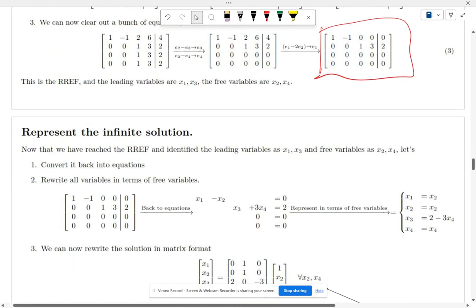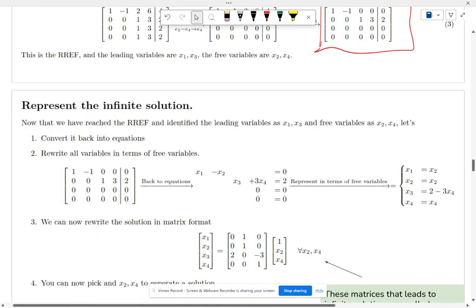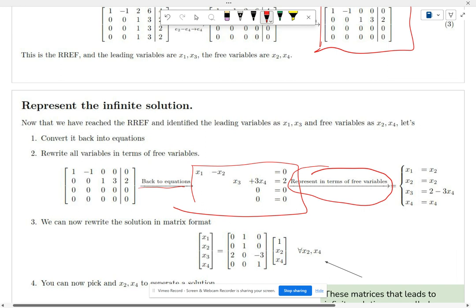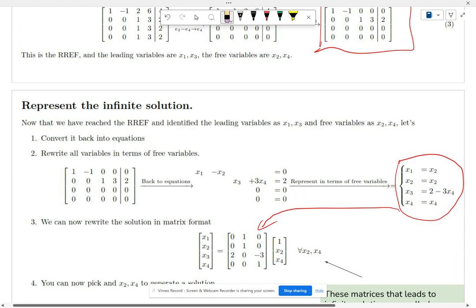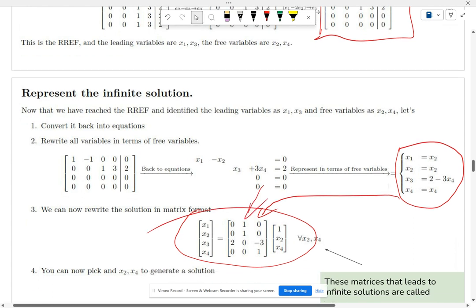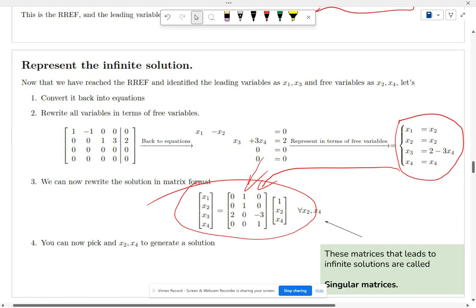Now once we have this, remember the first thing is we turn it back into equations. Rewrite them in terms of the free variables. Once you have the free variables, you simply need to represent them again in the matrix vector format. And that's it. This is the solution. And this is how you can have an infinite number of solutions.